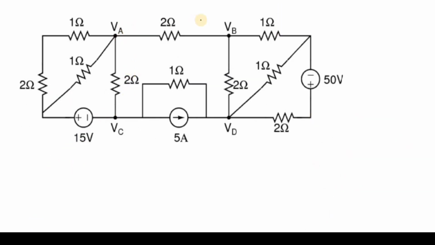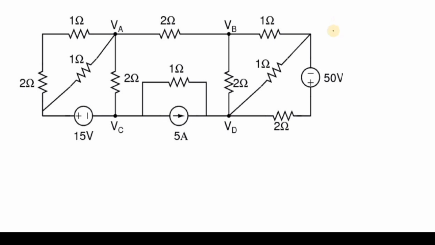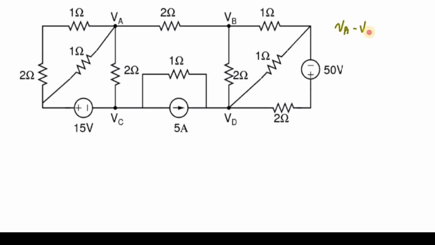If this is the given circuit, they are given VA minus VB is equal to 8 volt. So what is VC minus VD? This is my question. Okay, if the voltage across this one is 8 volt, the current flowing through this one is 4 amps, right? So I'm going to redraw the circuit. This is my VA and the current flowing through this one is 4 amps, and this is VB. So I'm going to redraw the circuit like this.